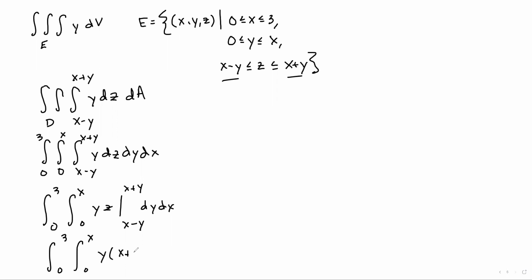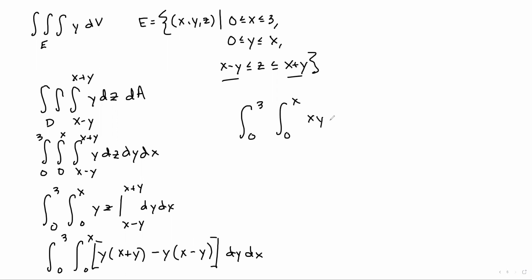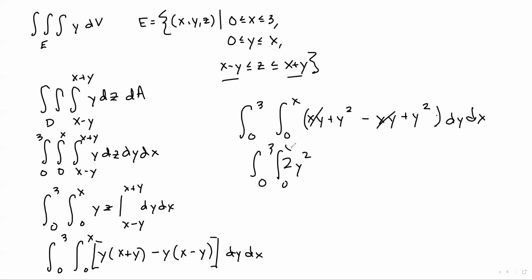So x plus y minus y times x minus y, and then dy dx. And you could simplify this. This is xy plus y squared minus xy plus y squared, and the xy's cancel. So we get 2y squared.